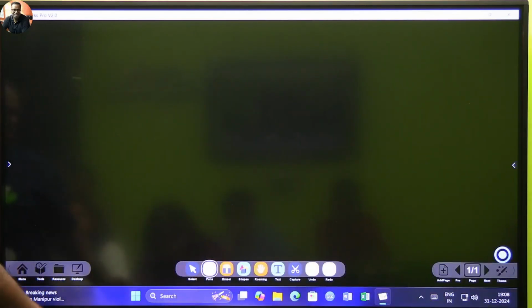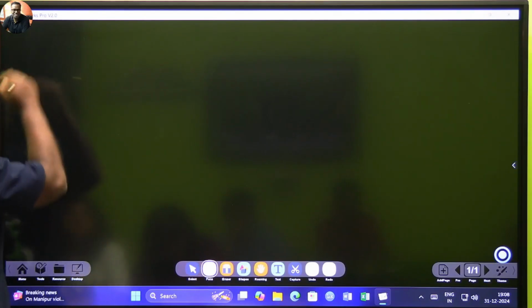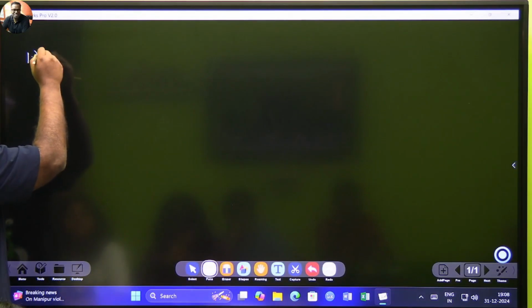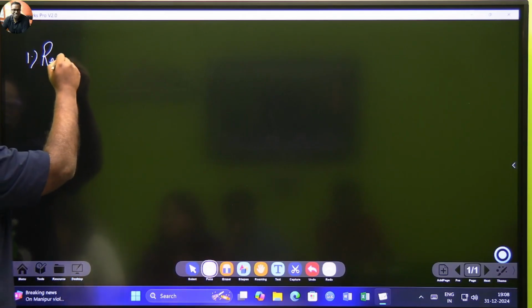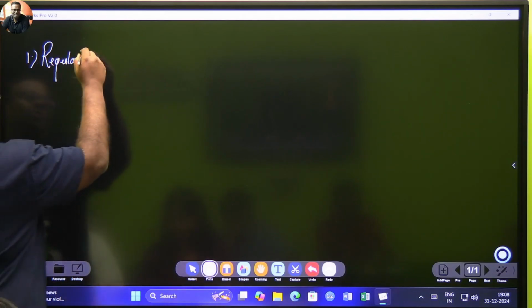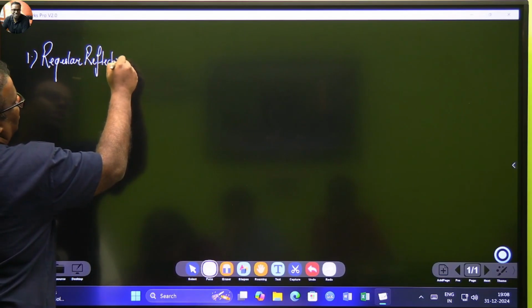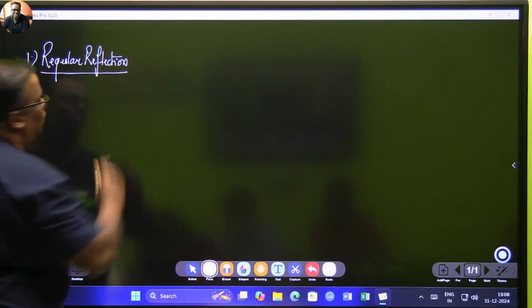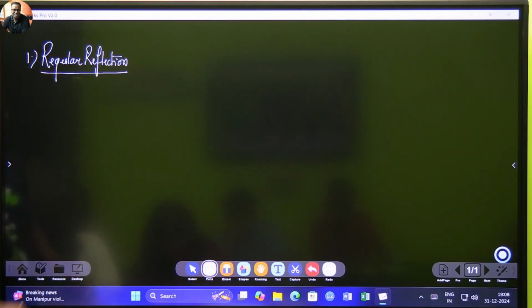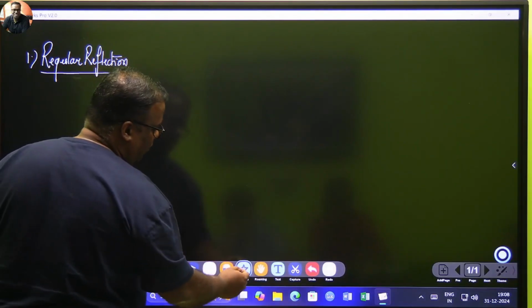Okay, our first topic of discussion, short topics, we'll just get to understand them as quickly as possible. Our first topic for today will be regular reflection versus diffuse reflection. Regular reflection, okay, and there is another term called diffuse reflection. I'm not writing diffuse right now. Let us first understand what is regular reflection all about.